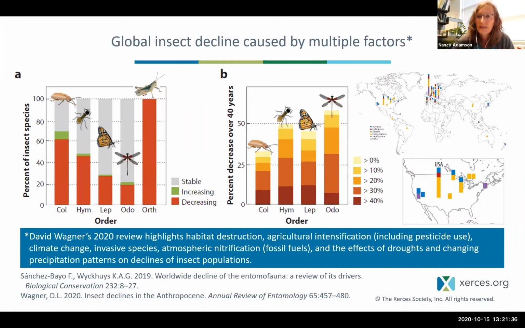Factors causing declines include habitat destruction, agricultural intensification, including pesticide use, climate change, invasive species, and atmospheric nitrification from burning fossil fuels. And I think this is also part of the problem with some of our invasive species. They've benefited from increased nitrogen. The effects of drought and changing precipitation patterns also affect these issues. Wildlife biologists in the Southeast have documented declines in biodiversity, but more is known about megafauna like birds, mammals, amphibians, and reptiles that depend on insects for food.